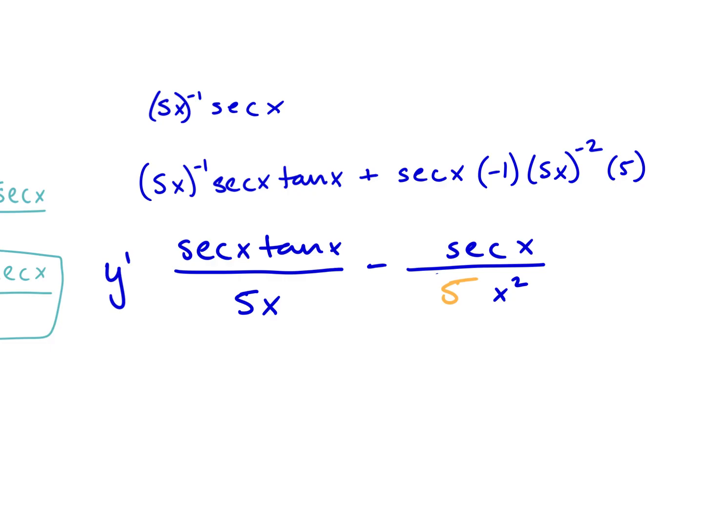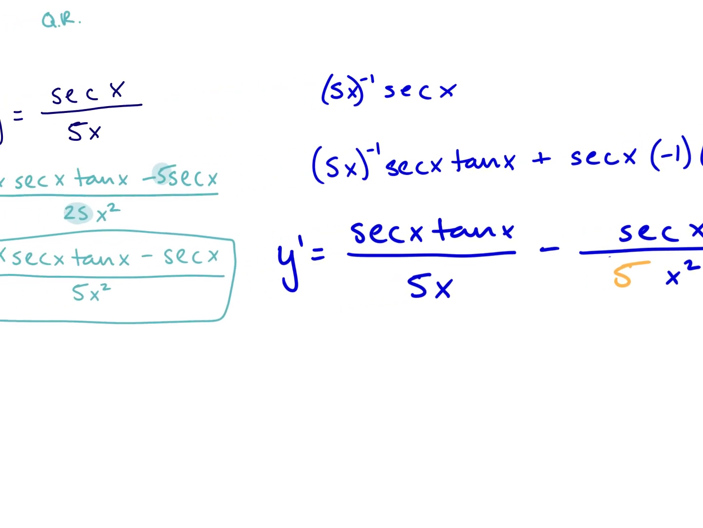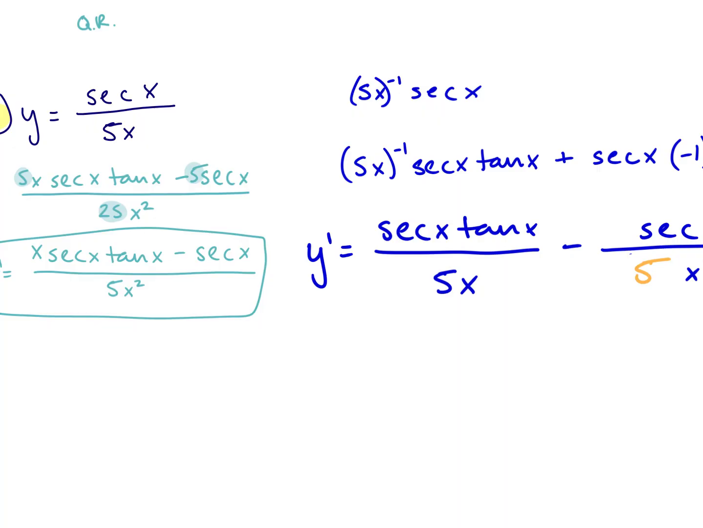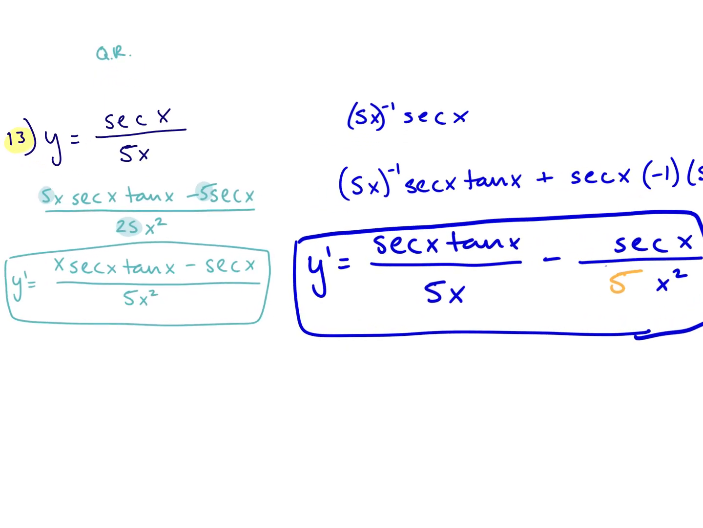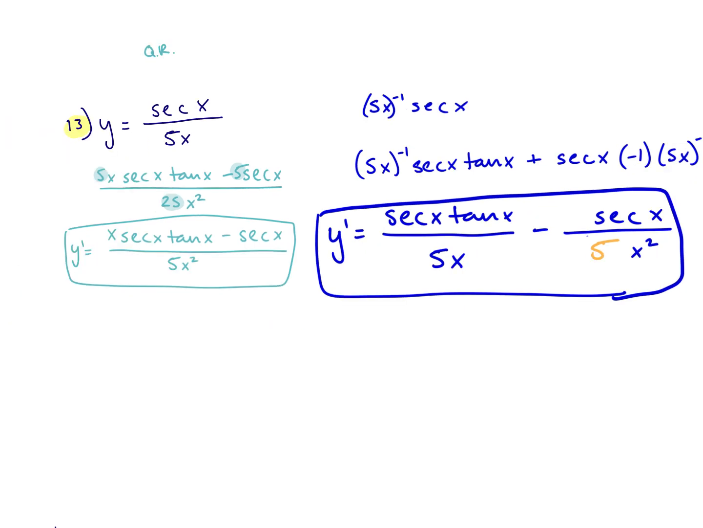You don't have to combine them. Leaving it like this is fine. WebAssign took this as an answer, so I'll be okay with this on the quiz. Either one of these would be fine. But these are the same answer. One is just the fractions are together. In the blue one on the right, if we were to combine these together, we need a common denominator. So I'd multiply the top and the bottom here by x, which is why this one is x secant x tangent x.